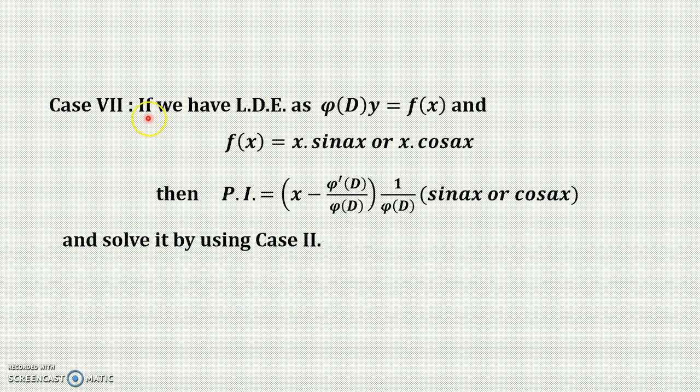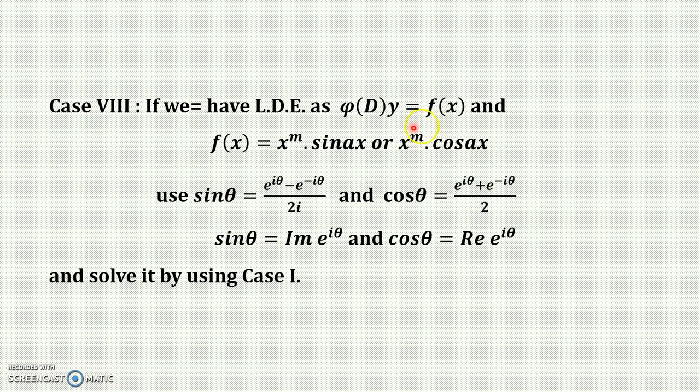The next case is if we have a linear differential equation of the form phi of D into y is equal to f of x, and f of x is equal to x into sine of x or x into cos of x. Then we have a formula to find the particular integral, which is equal to x minus phi dash of D upon phi of D, into 1 upon phi of D, and write down the function which is present, either sine of x or cos of x, and we solve it by using the second case.